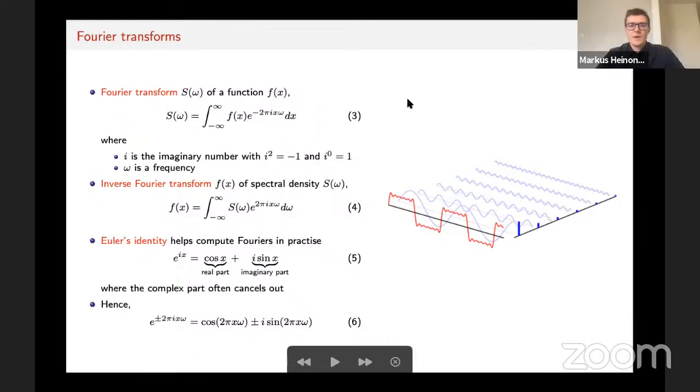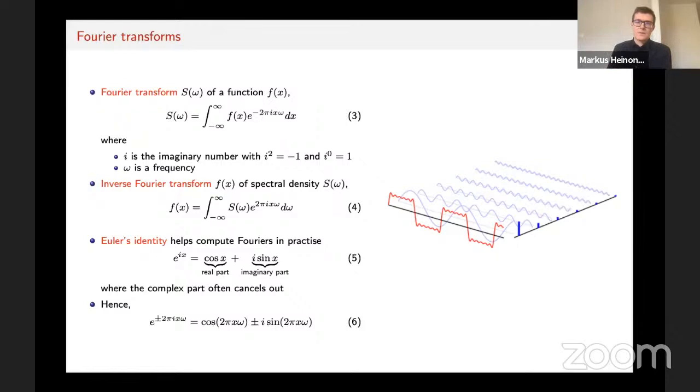Now, we are interested in applying Fourier transforms not on the process function itself, the f of x. We're actually interested in applying it to the kernel function, the k of x, x prime. Now, the problem is that the kernel function is a function of two parameters, x and x prime.